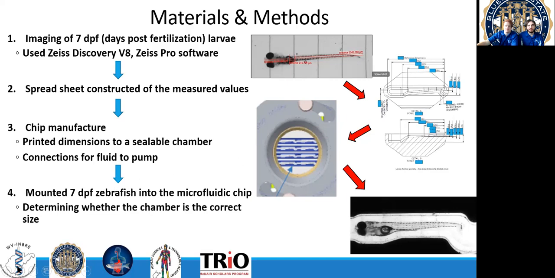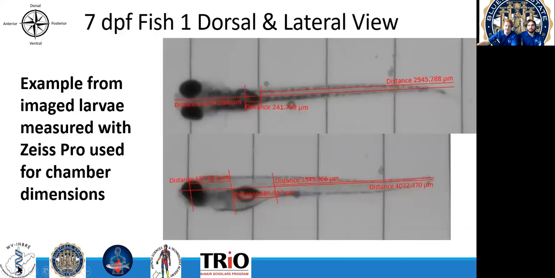From our calculations, Dolomite printed a new chip, version 4. Dolomite can make a fully functioning, fluidically sealed chamber from glass at such small dimensions. Upon arrival of the new chip, version 4, 7DPF larvae were mounted into the chambers to determine if it was to correct proportions. 7DPF Fish 1 dorsal and lateral view.